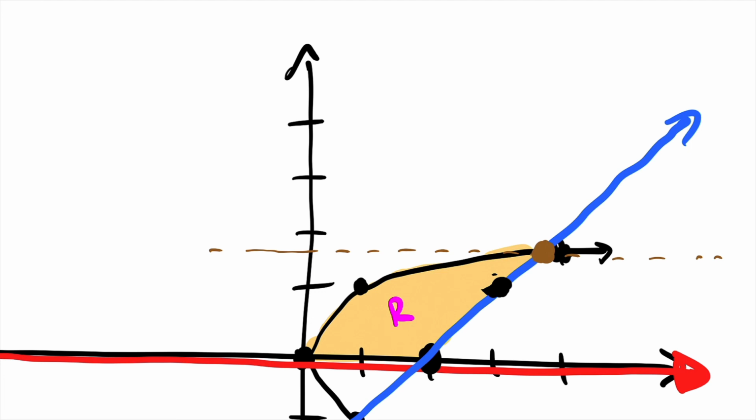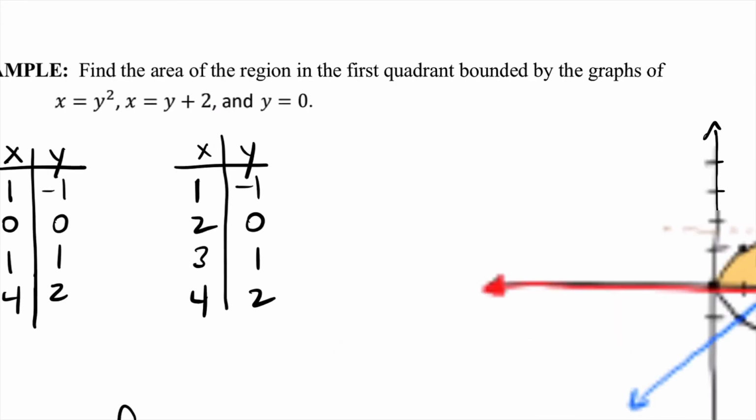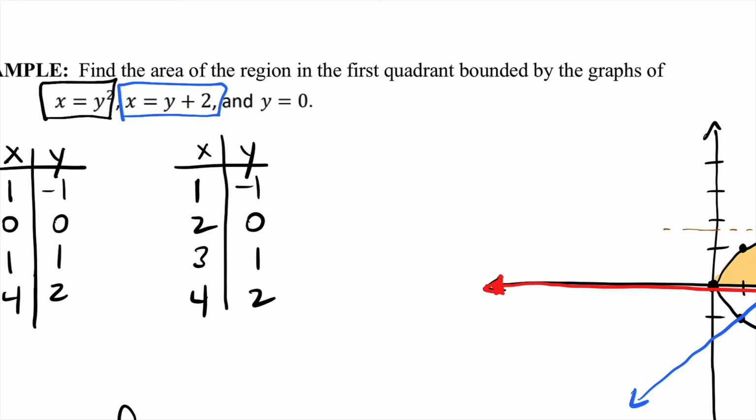Set the equations that are crossing equal to each other. Yep, the blue and the black. Set them equal to each other. Well, the blue, the black, set those equal to each other. Well, they both say x equals.